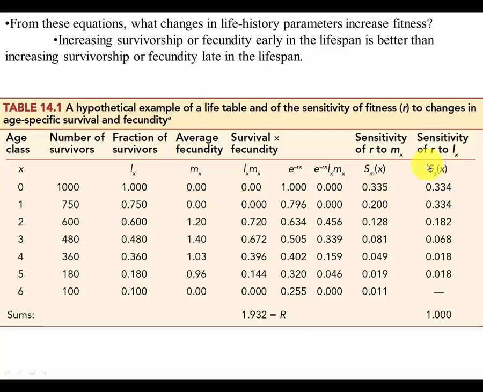What's seen here is the sensitivity of little r to changes in these variables. Basically, you tweak m sub x, the stage-specific fecundity, or l sub x, the stage-specific survivorship. The basic pattern here is kind of what you would expect: r becomes less and less sensitive to changes in these variables as the stage classes increase. The most dramatic changes that you can make in little r are by changing fecundity and survivorship very early on.